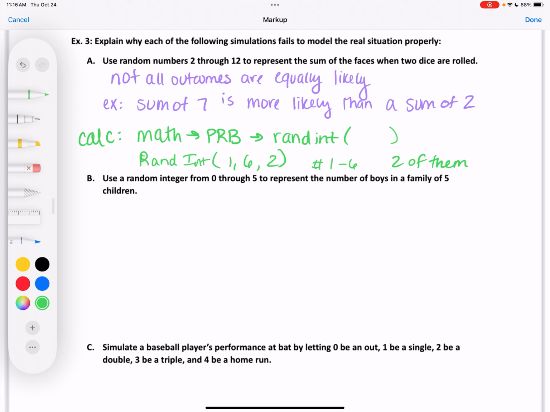So this next one's kind of interesting. It says to use a random integer from 0 through 5 to represent the number of boys in a family of 5 children. What do you think about this one?